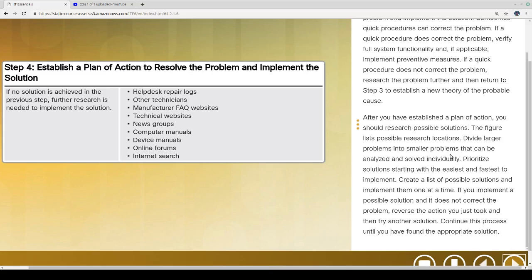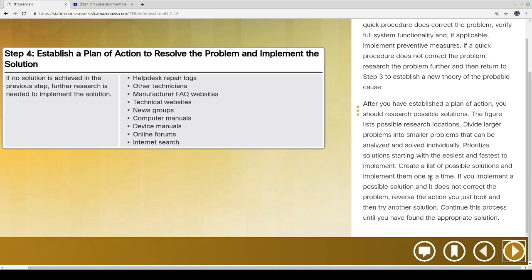Solve the problem. All right. Divide larger problems into smaller problems that can be analyzed and solved individually. Prioritize solutions starting with the easiest and fastest to implement. Create a list of possible solutions and implement them one at a time. So you churn through the list one at a time so you know what worked and didn't work.